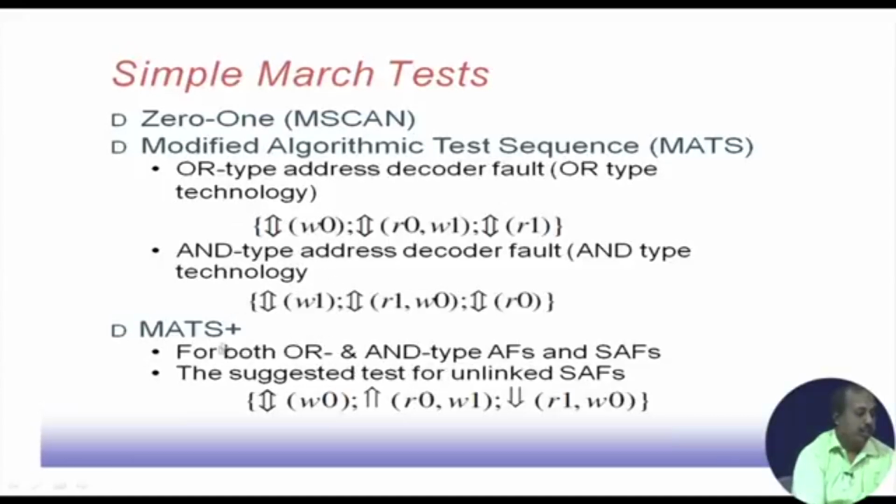Now, a modification of this MATS is MATS plus. It will detect both OR and AND type faults. You see that this R0 W1 will detect OR type faults, and this R1 W0 will detect the AND type of fault. So both are detected by the MATS plus sequence.